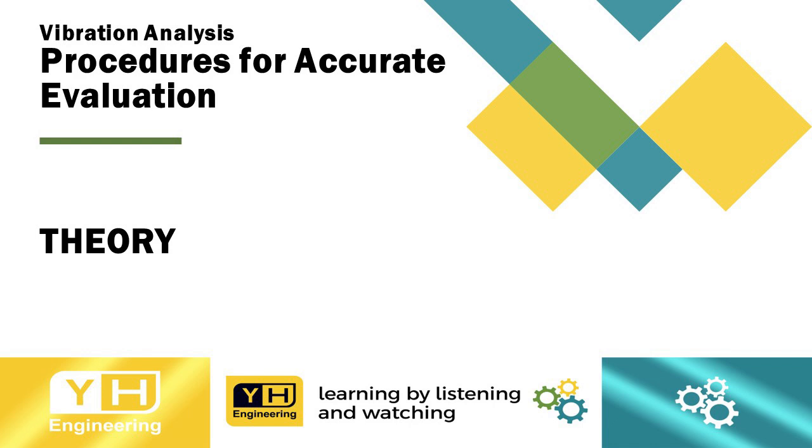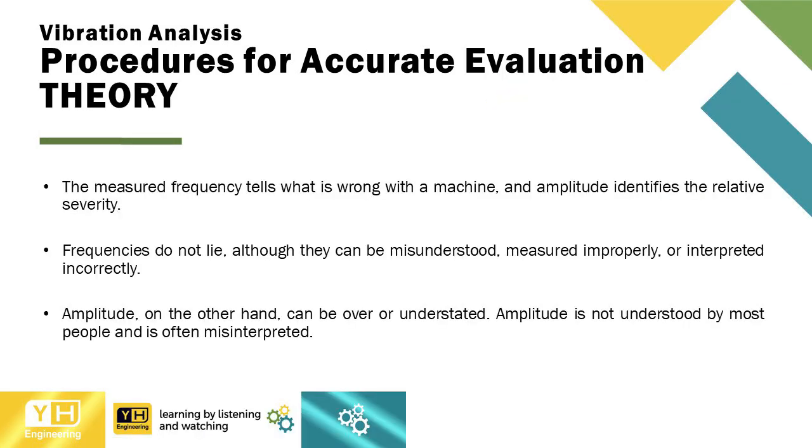Vibration analysis. Procedures for accurate evaluation of machinery condition. Theory. The measured frequency tells what is wrong with a machine, and amplitude identifies the relative severity. Frequencies do not lie, although they can be misunderstood, measured improperly, or interpreted incorrectly.